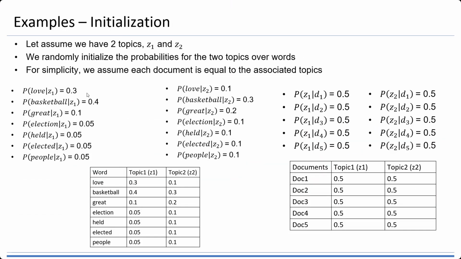So let's assume we have two topics, Z1 and Z2. At first, we will randomly initialize the probabilities. This random initialization happens in the topics over words and also in the documents over the topics. You can see it in this table. The easiest one to start with is this one.